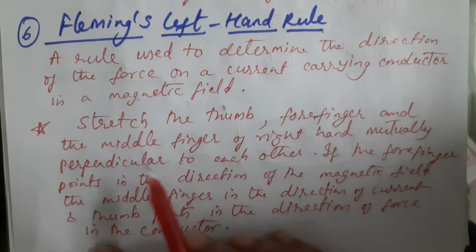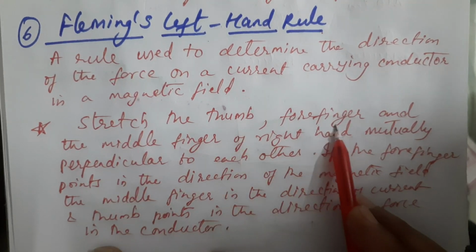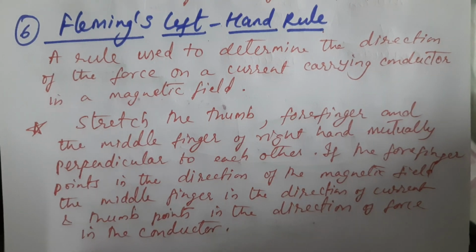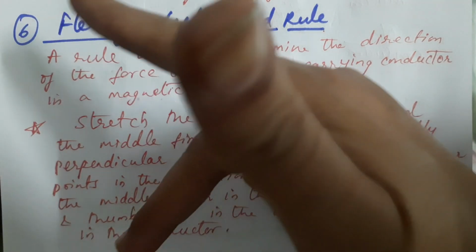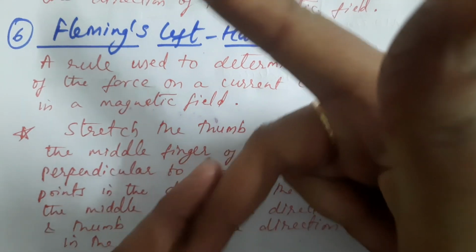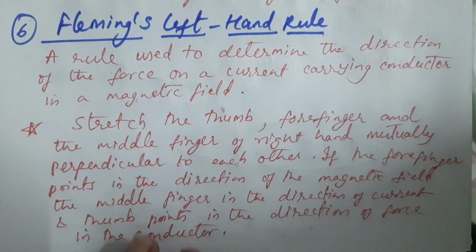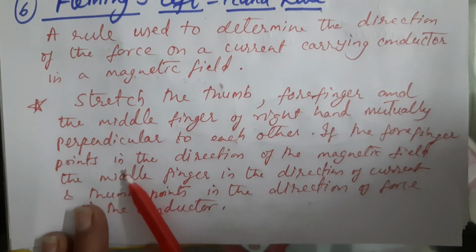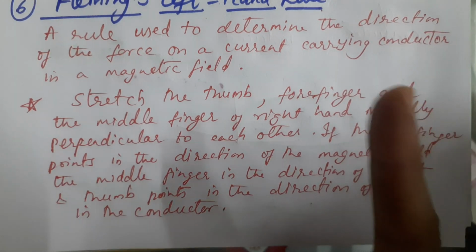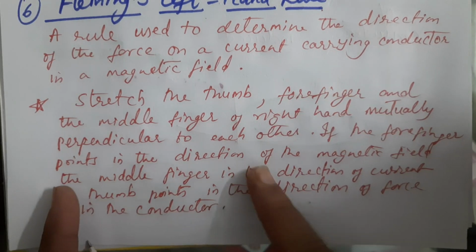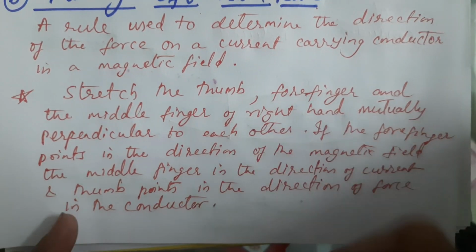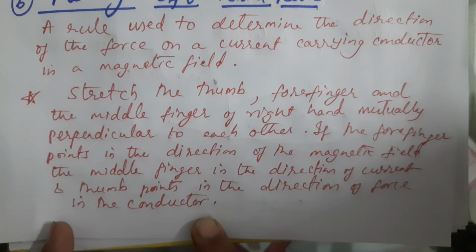The law states that stretch the thumb, forefinger and the middle finger of the left hand mutually perpendicular to each other. So we need to stretch out three fingers, that is thumb, forefinger and middle finger, perpendicular to each other. The forefinger will give the direction of the magnetic field, the middle finger will give the direction of the current, whereas the thumb will give the direction of the force on the conductor.